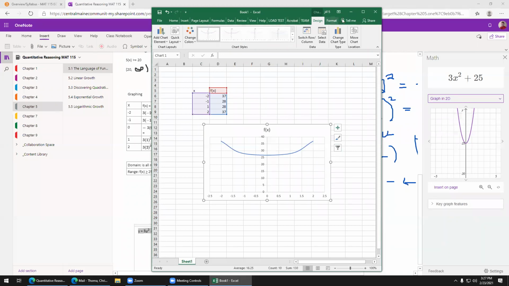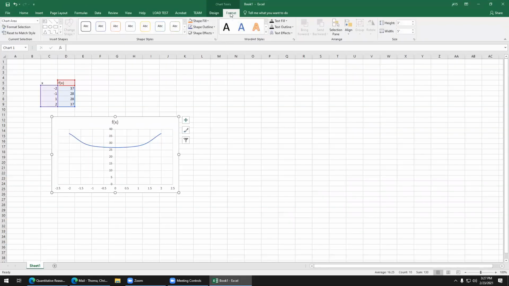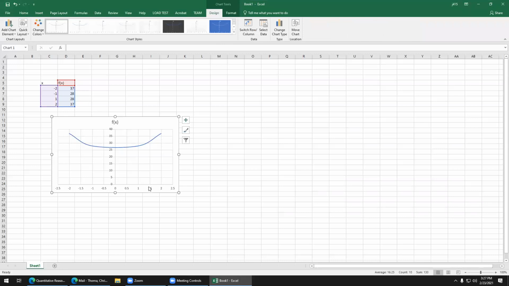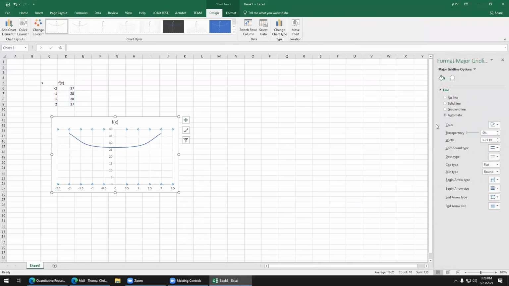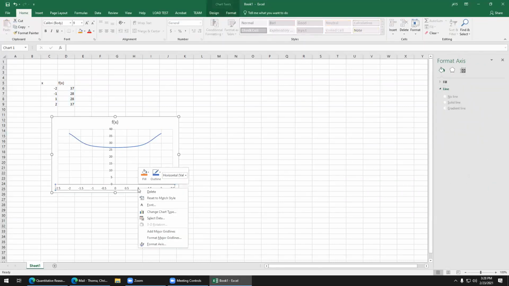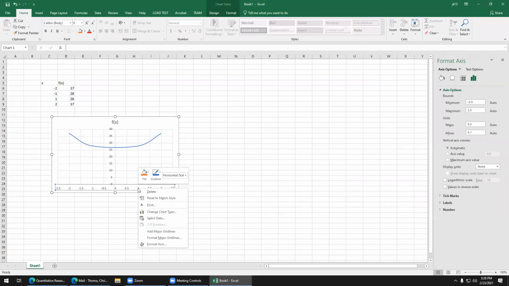Again, if I play around with this, I think I can change the scale. I don't want to spend a lot of time on this, but let me see if I can change it real quick so I can get them to look the same. Format grid lines, is that it? Yep. Nope. There we go.